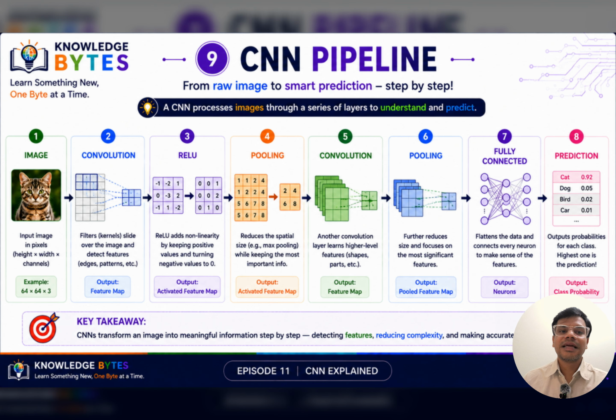Now let's understand the complete CNN architecture. Let's put everything together. The typical CNN pipeline looks like this. We give the input image to the convolutions, then ReLU activation, then pooling, then convolution again, then pooling, then fully connected layers, and finally the predictions.